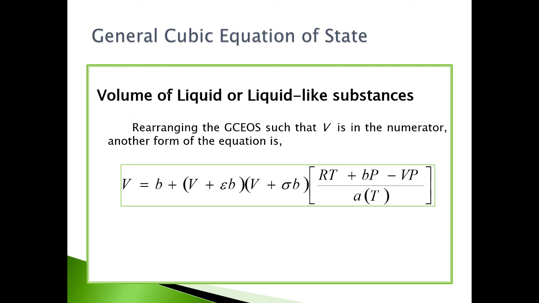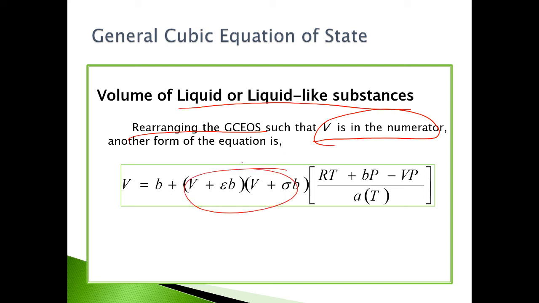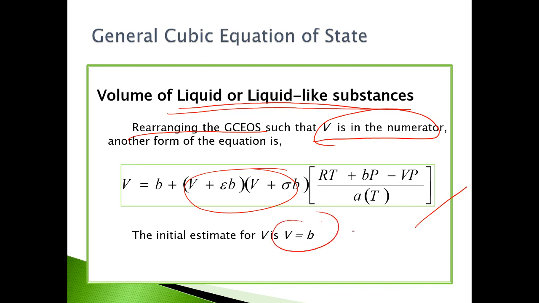Earlier we covered vapor or vapor-like substances. Now we cover liquid or liquid-like substances. Basically, just rearrange the general cubic equation of state so that V is in the numerator. And the other form of the equation is this. When we solve for liquid or liquid-like substances, the initial estimate for the volume is V equal to b.